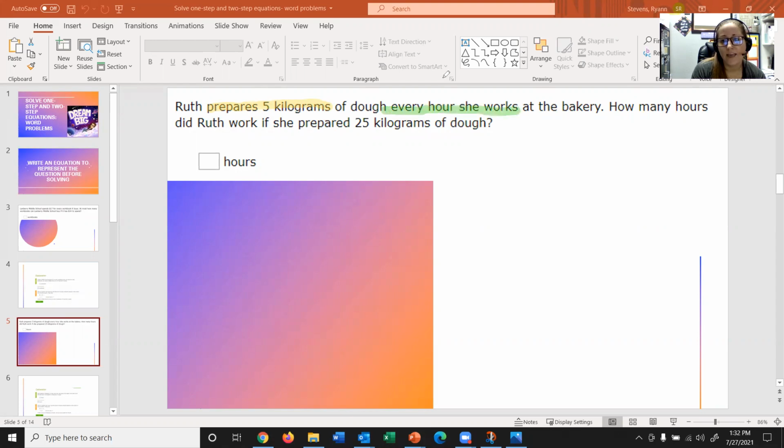All right, and then it says how many hours. So we want to know how many hours did Ruth work if she prepared 25 kilograms of dough? So as we can see here, we have this number 5. So I'm going to write this here.